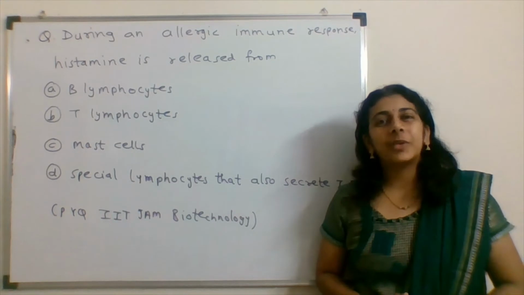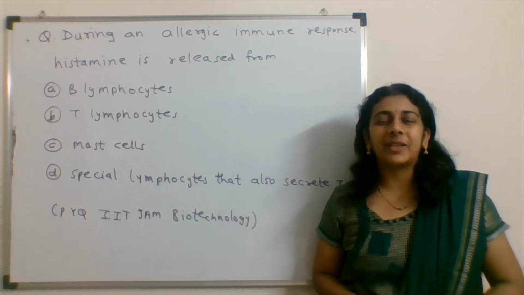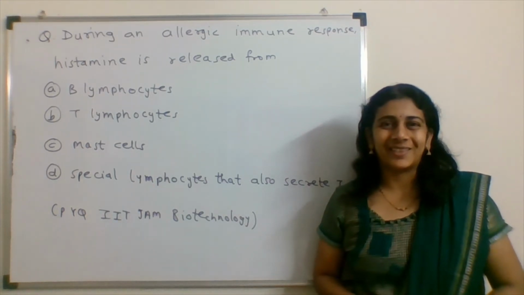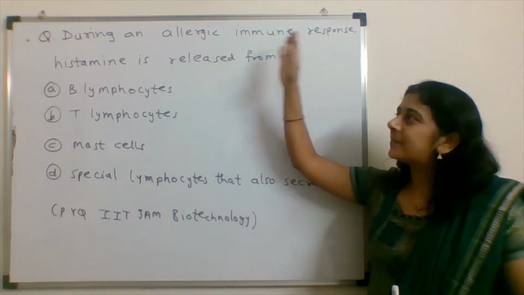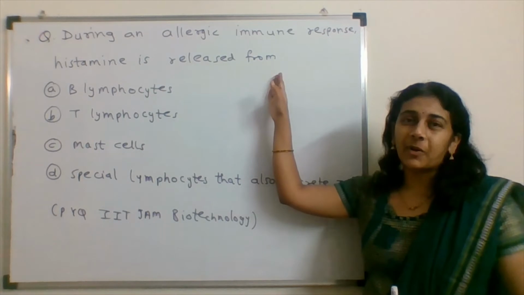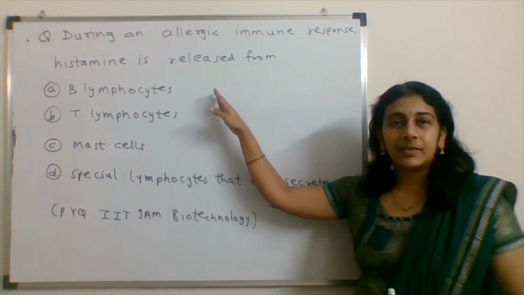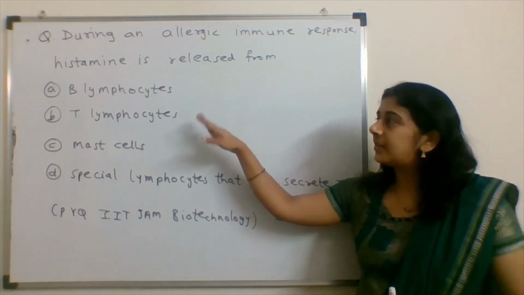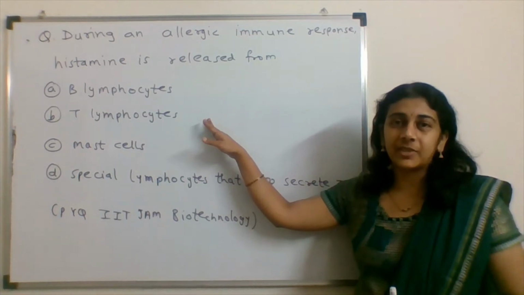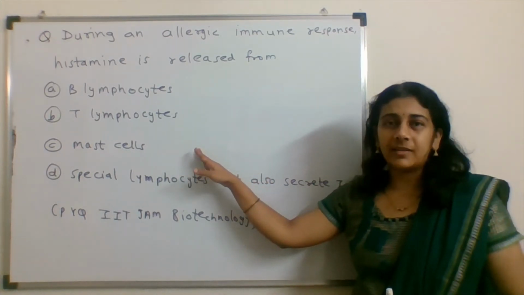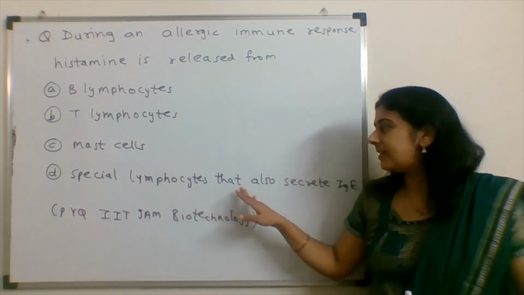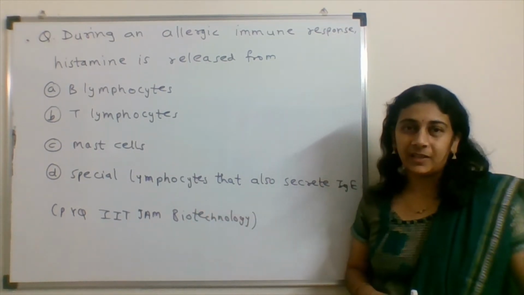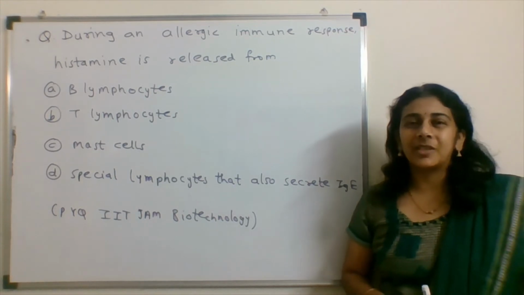Today let's solve one question from the IIT JAM Biotechnology entrance examination. During an allergic immune response, histamine is released from whether B lymphocytes, or T lymphocytes, or mast cells, or special lymphocytes that also secrete IgE. This is asked in the question.